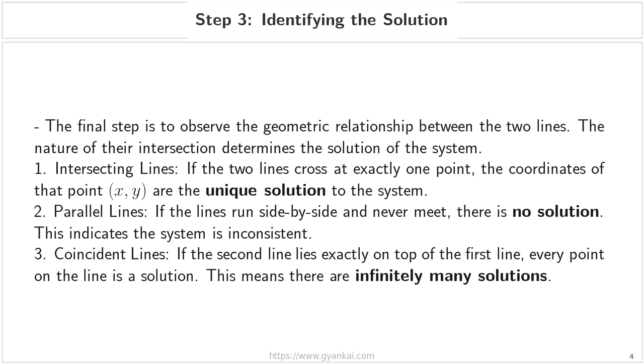This happens when the second line lies exactly on top of the first line, essentially appearing as a single line on your graph. In this situation, every single point on that line is a solution, which means we have infinitely many solutions. As we will see in our next slide with the real-world ISP example, identifying which of these 3 scenarios you are facing is key to solving practical problems.